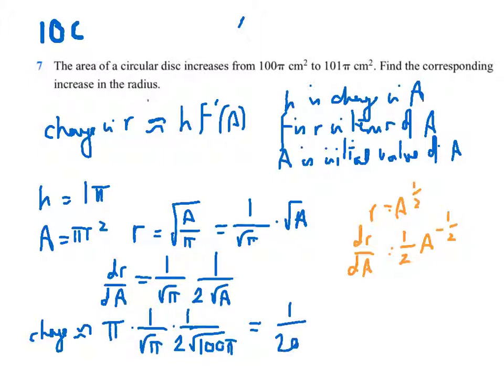Let's check the units. It's going to be an increase in the radius, so it's going to be a centimeter, because the original units were centimeters squared. That tells us that the units for the radius is centimeters. And that concludes the question.